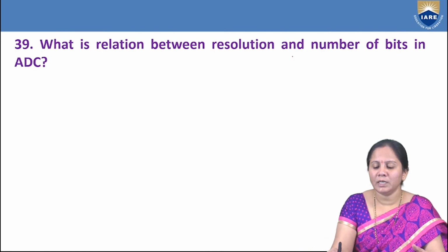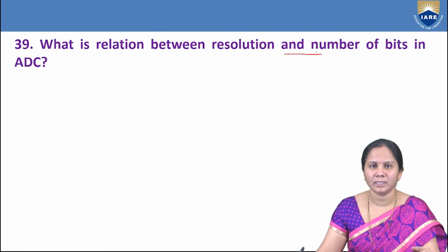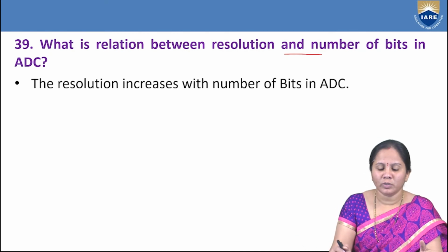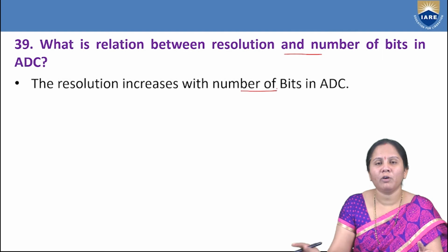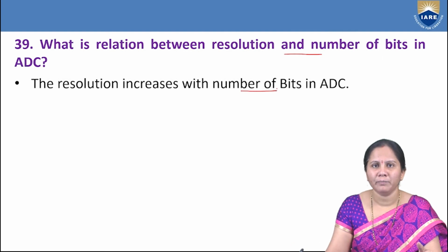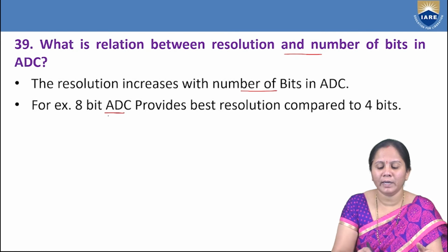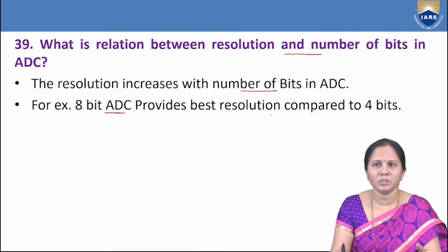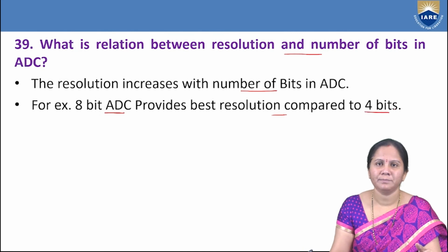And what is the relation between resolution and the number of bits in an ADC? We have seen how to interface IO devices to the 8051. The relation is that the resolution increases with the number of bits in the ADC. For example, an 8-bit ADC is going to produce a better resolution compared to a 4-bit ADC.